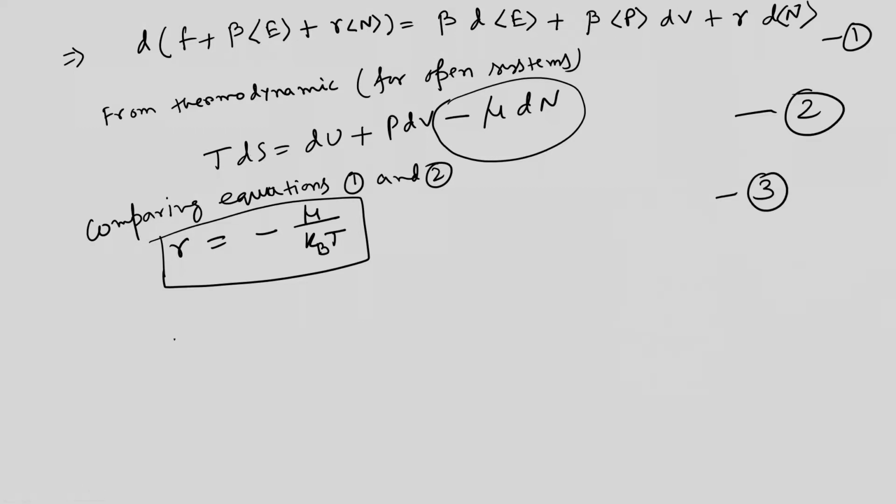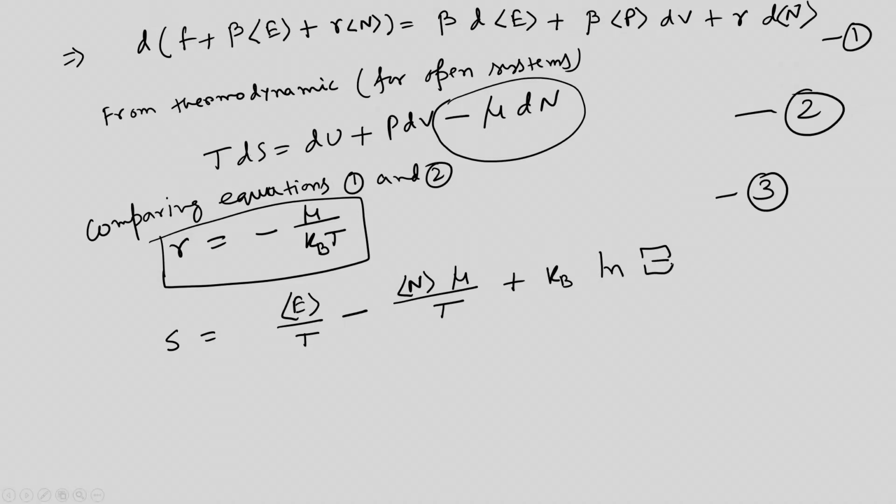Okay, now what is the value of entropy S? So if we do the integration of equation 2, we get S is E average by T minus N average times mu by T plus KB ln theta. Okay.